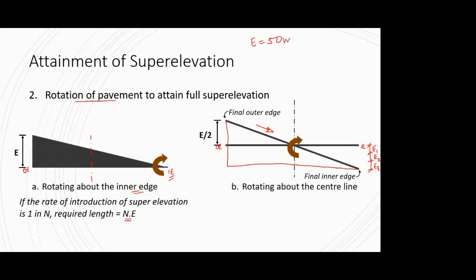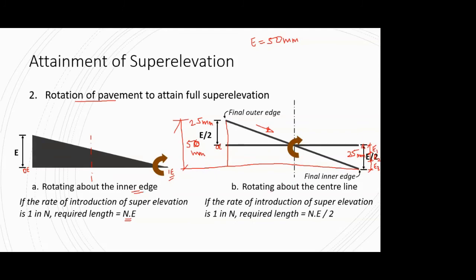Out of this 50 mm, I will raise my outer edge only by 25 mm, and simultaneously I am lowering my inner edge also. The lowering value of the inner edge will also be 25 mm. So at the end, I have achieved the superelevation where my outer edge has been raised over the inner edge by an amount of 50 mm, which was the total superelevation needed. So that is the second method, or method number B. And you can see on the right side also we are providing a superelevation of E by 2.